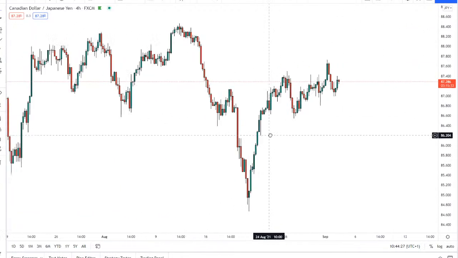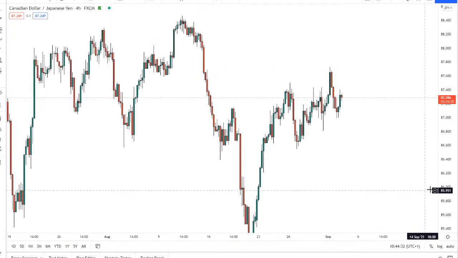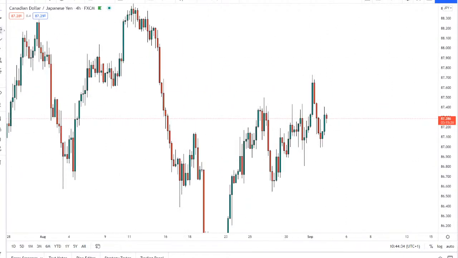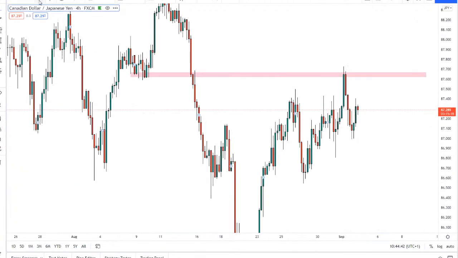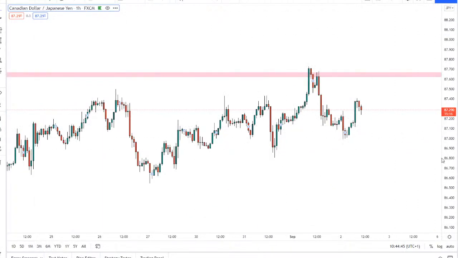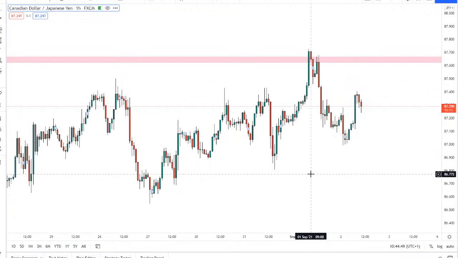CAD JPY, we did see some nice move to the downside for CAD JPY. I think Chi was talking about this pair yesterday, because we had a nice test of this level here, a nice big push to the upside. We're coming back into that same area. We had a nice reaction from that level yesterday, so as you can see, we did see some nice CAD weakness, nice reaction to the downside.